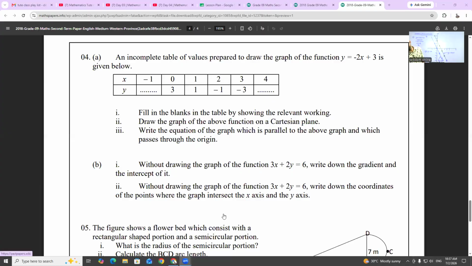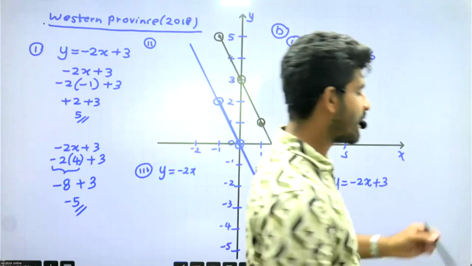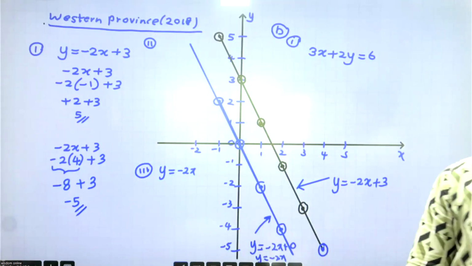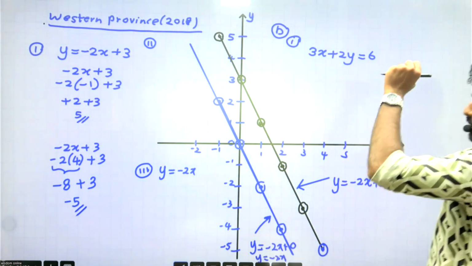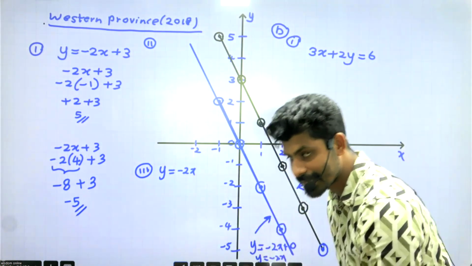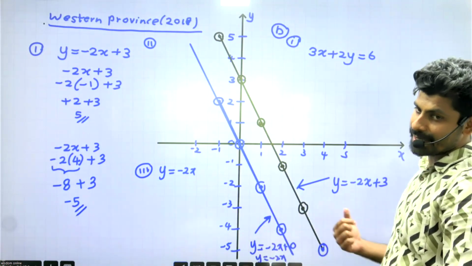Then look at the B part. Without drawing the graph, write down the gradient and the intercept of the function. 3x plus 2y equals 6. Now, how to find the gradient and the intercept of the graph? We need to make y the subject.